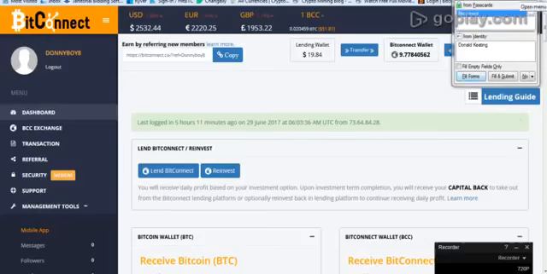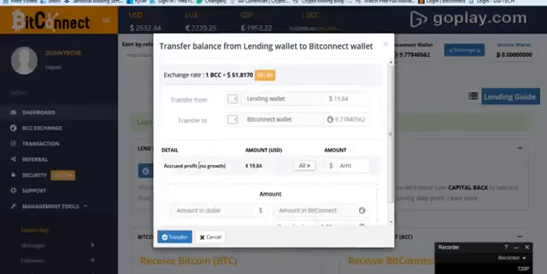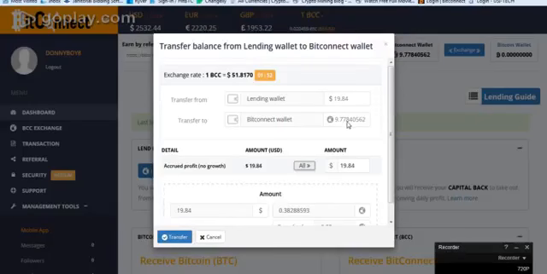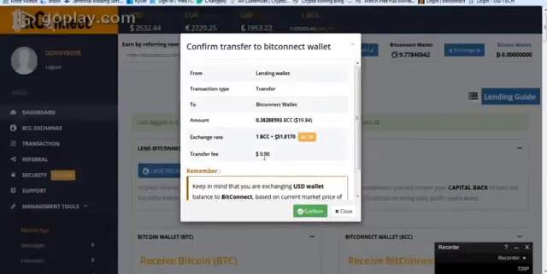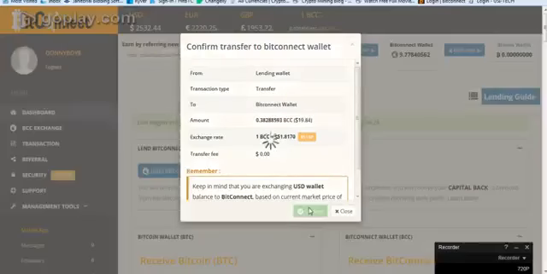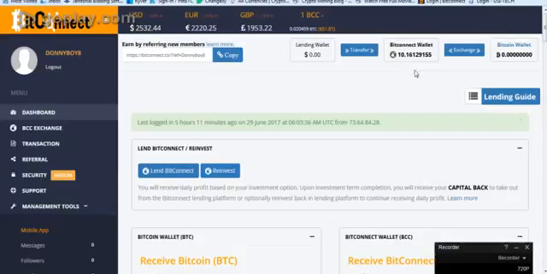Just logging into Bitconnect here for the first time today. Looks like there's a $19.84 payment. So this is what I usually go in during the day. I'll hit all, and you can see right now I have 9.778 Bitconnect tokens. If I transfer that, it's free to transfer in between. Now I have 10.16.